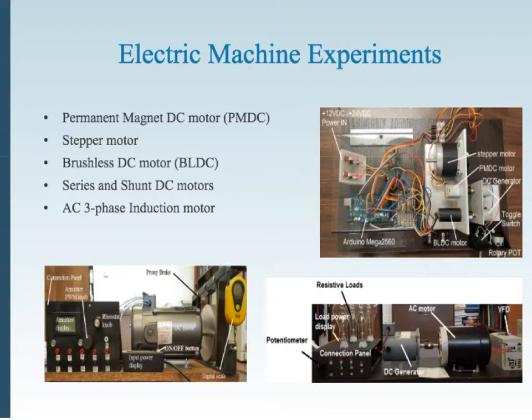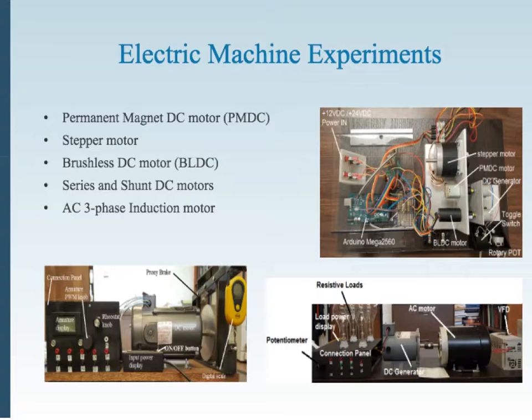And this slide shows the experiments for electric machines. As I said earlier, we have a total of 5 experiments. We have an experiment on permanent magnet DC motor. We have an experiment on brushless DC motor. We have an experiment on the stepper motor. We are working with series and shunt DC motors and 3-phase motor.